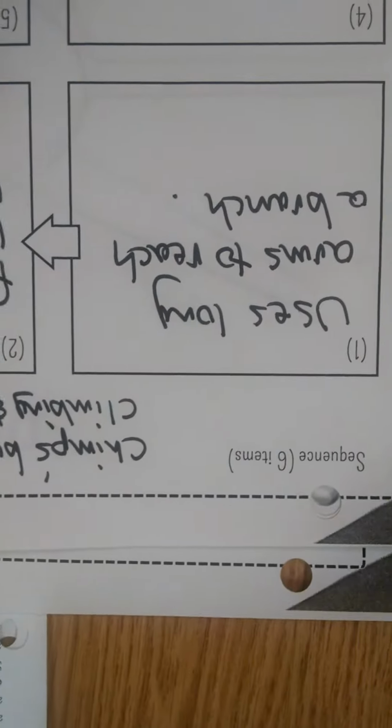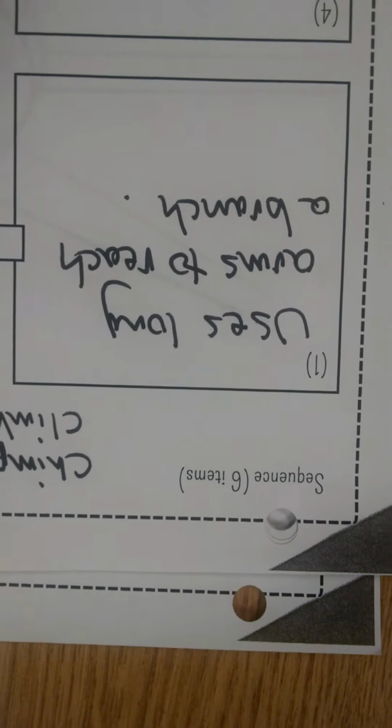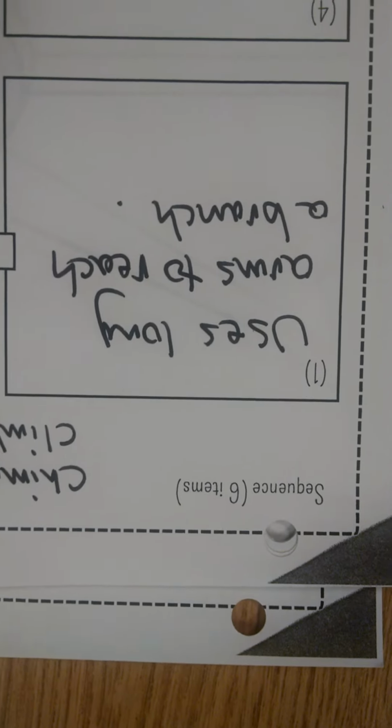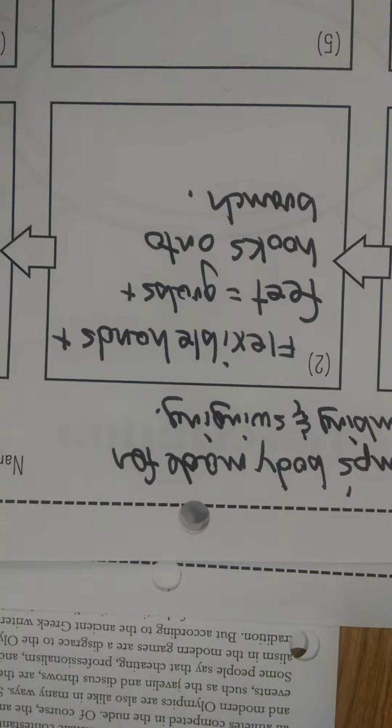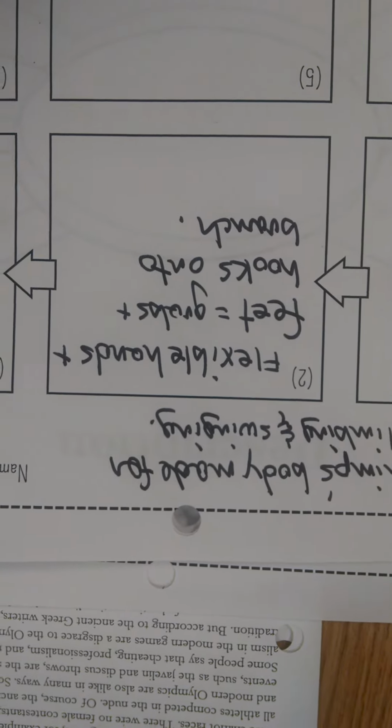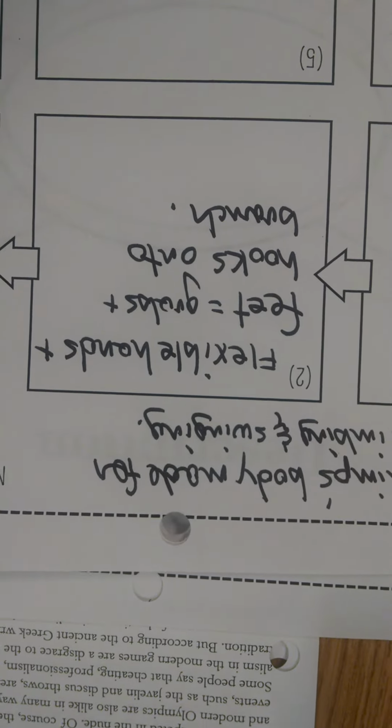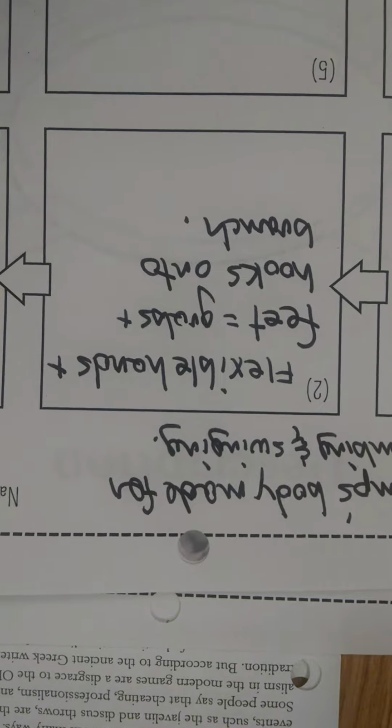Now I go in sequence. First, it uses its long arms to reach a branch. So I put that here, uses long arms to reach a branch. You can pause right now to write this in. Then, when you go to next, it says right here, with its flexible hands and feet, it grabs and holds onto the branch. So I put that here. Flexible hands and feet equals grabs plus hooks onto branch.